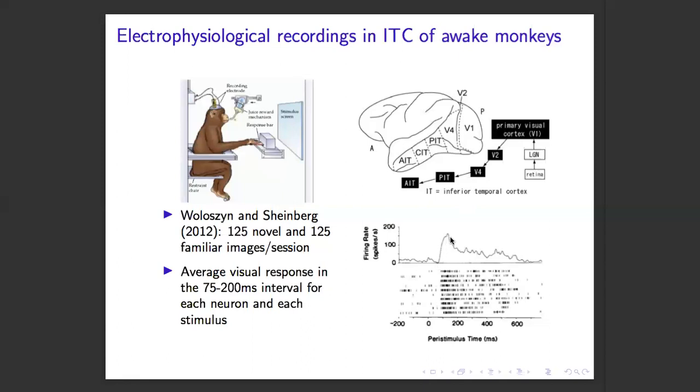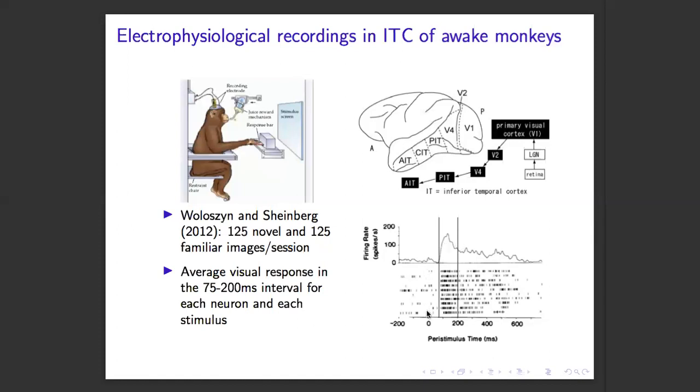Its firing rate goes to values that are above 100 spikes per second for that particular image. But typically neurons would respond strongly only to a very small fraction of the images that are presented to the animal. In this particular project, we focused on the initial response of neurons, so we computed the average visual responses in an interval that's between 75 and 200 milliseconds after presentation of the stimulus.